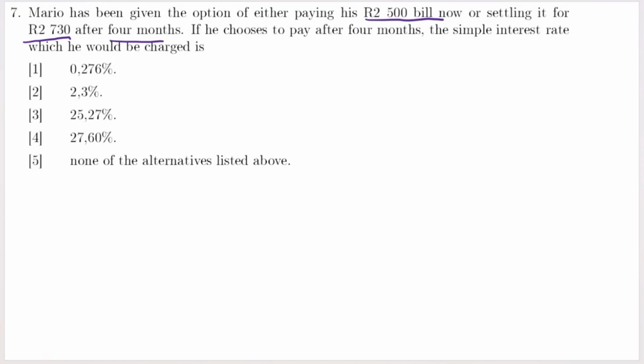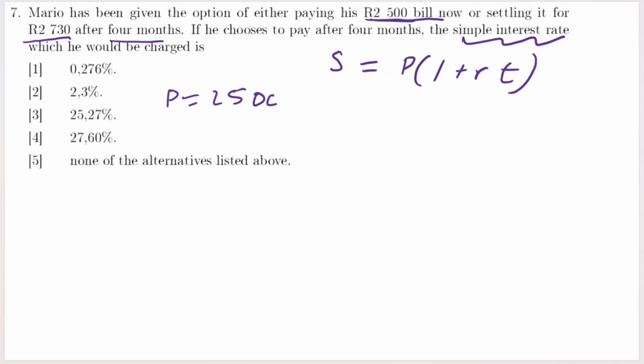So when you look at this question, this 2,500, this is a simple interest formula. The simple interest formula is equal to P into 1 plus RT. Your P is an amount that he can pay now, that is a present amount, or he can decide to pay it in the future, which is 2,730. And the time, you are told that the time is 4. Remember, when the time is 4, it's months, so now you have to divide by 12.